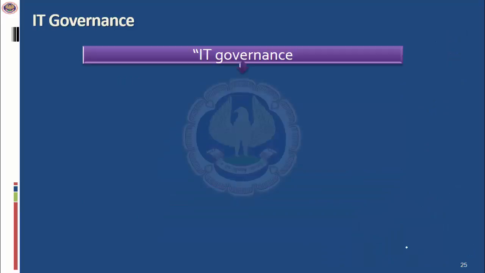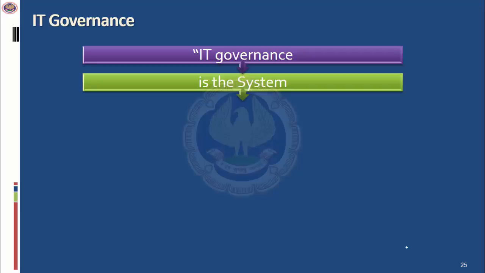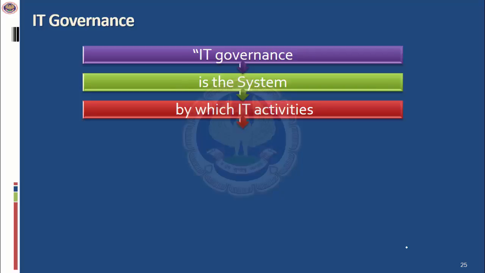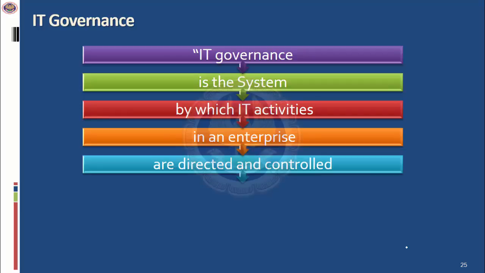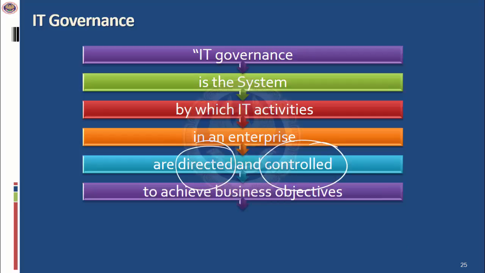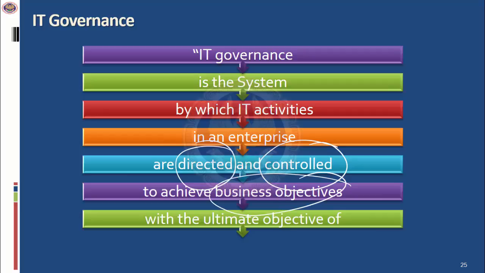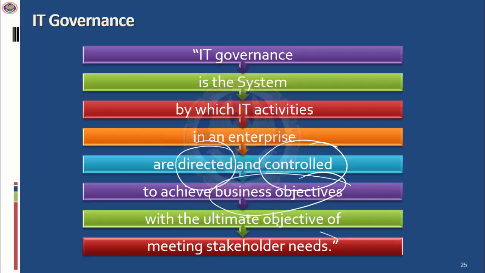Now let's look at IT governance definition. You see the same definition, the concepts are repeated again and again. So once you get clarity on this, then you don't need to read this again and again. What is IT governance? Governance we know is a system. IT governance is also a system by which IT activities in enterprise are directed and controlled. Once again, we come to these two key words, directed and controlled, to achieve business objectives with the ultimate objective of meeting the stakeholder needs.